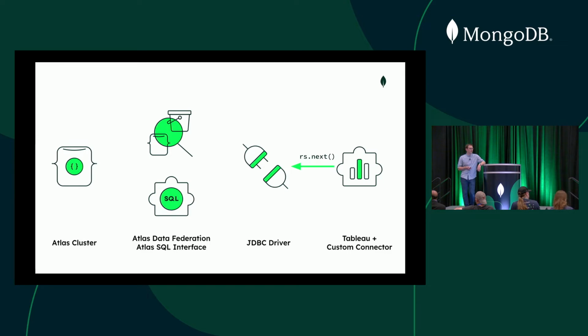At some point, Tableau is going to want to actually get the results of your query. And when it's ready to kick off this process, it's going to iterate the cursor for the first time using the next method. When this happens, the JDBC driver is going to issue the SQL query against the Atlas SQL interface using the $sql aggregation stage that we've created. This query is going to be compiled into a standard MongoDB aggregation pipeline that we send to Atlas Data Federation so it can execute it against your Atlas cluster. The result of this query is sent back to the JDBC driver by way of Atlas Data Federation. And finally, the JDBC driver will expose the results to Tableau via the result set cursor.